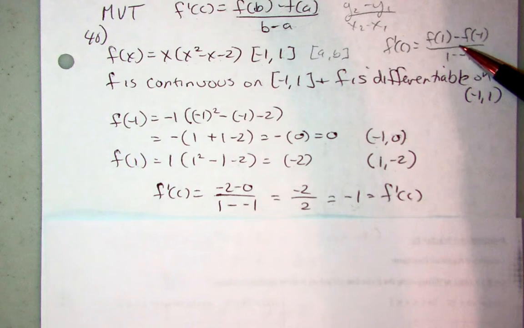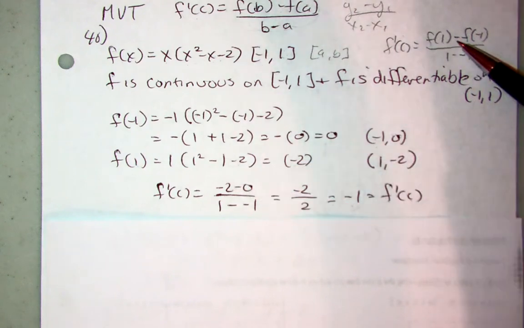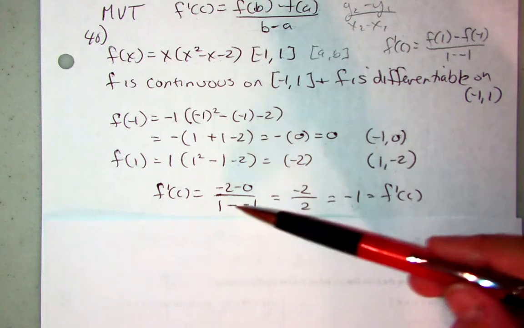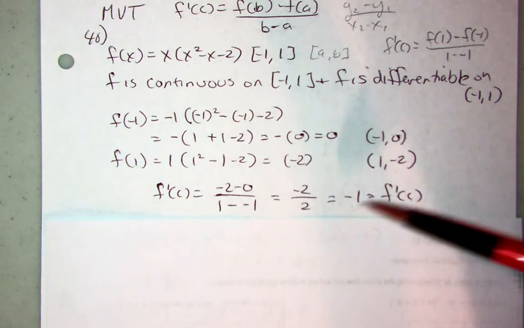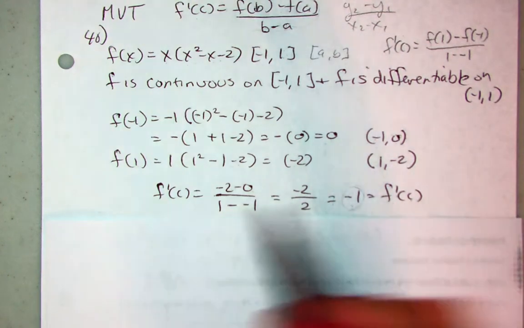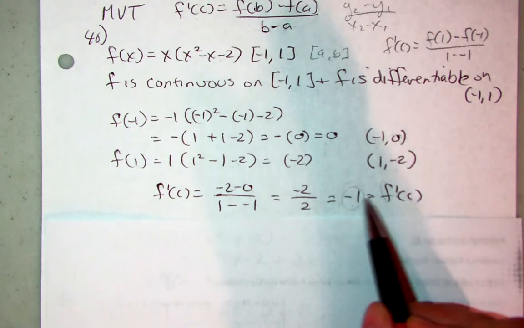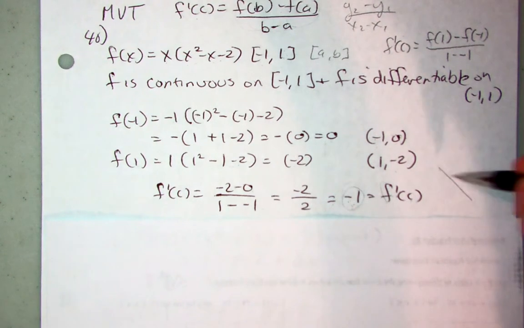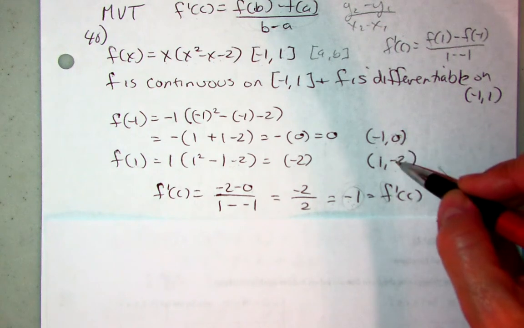See, look, there it is. So what was f of 1? f of 1 was -2. Minus, what was f of -1? 0. Over 1 minus -1, which is really 1 plus 1, which is 2. So the slope, what does that say? That the slope of the tangent line at C is going to be equal to -1. That's the slope. The slope is -1, right? So isn't that kind of like down 1 over 1, down 1 over 1? There's going to be some C, because the slope here is -1 between these two values.